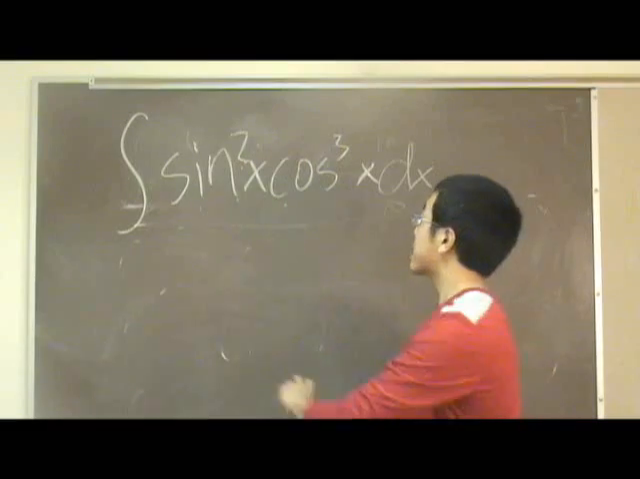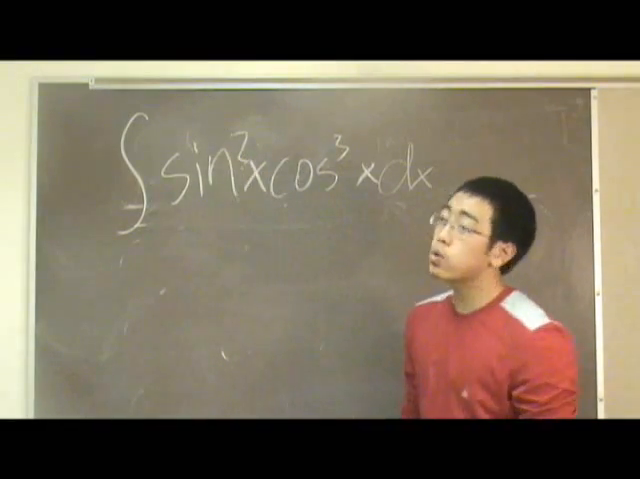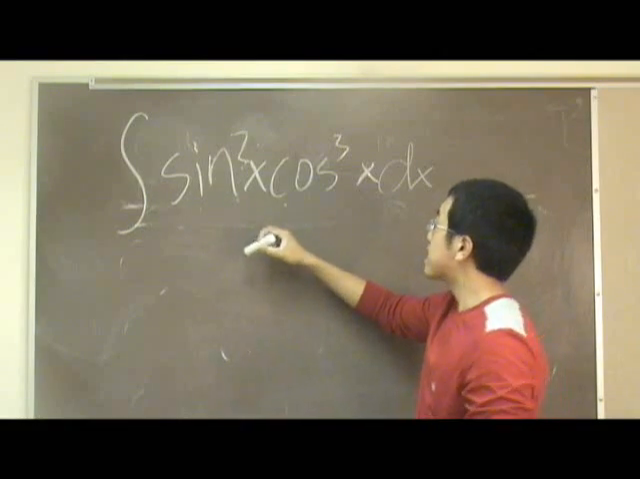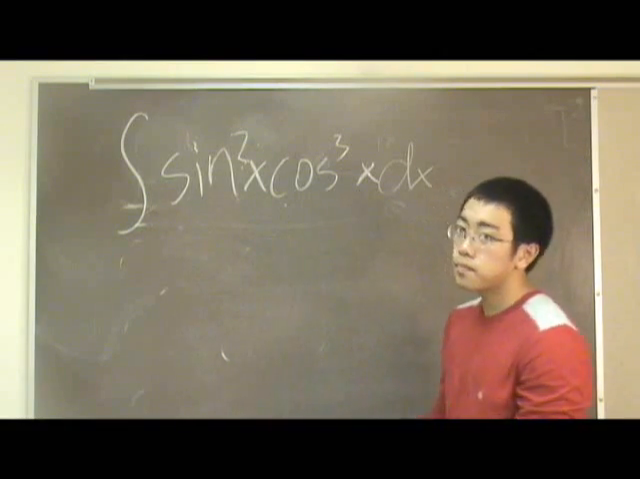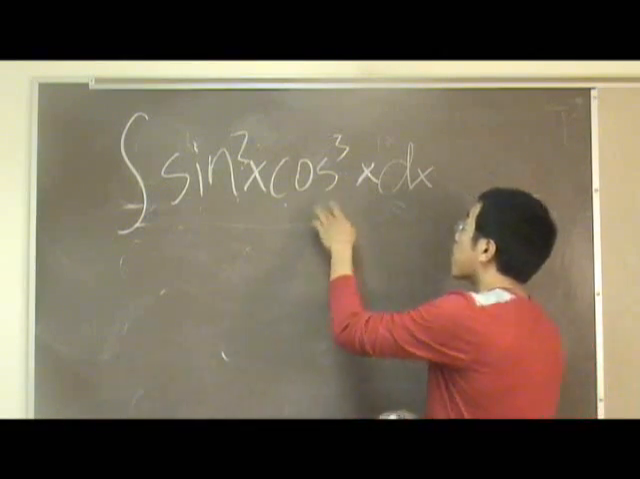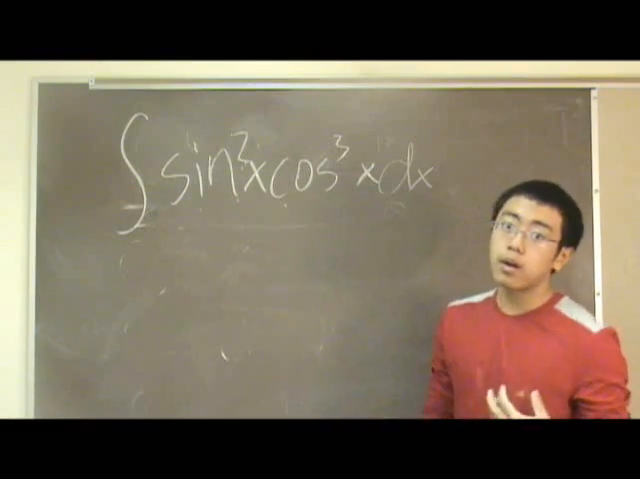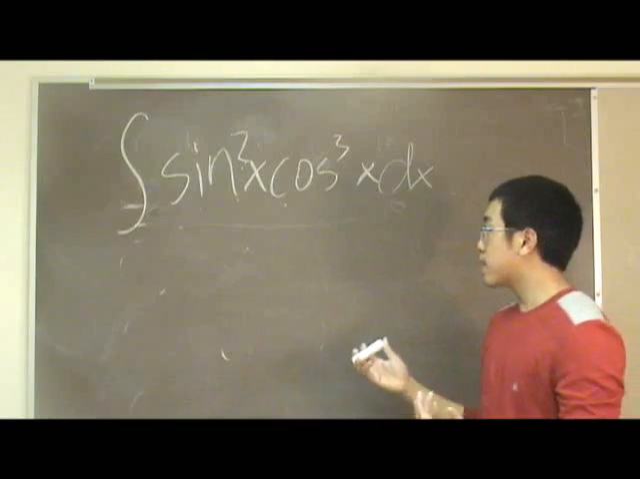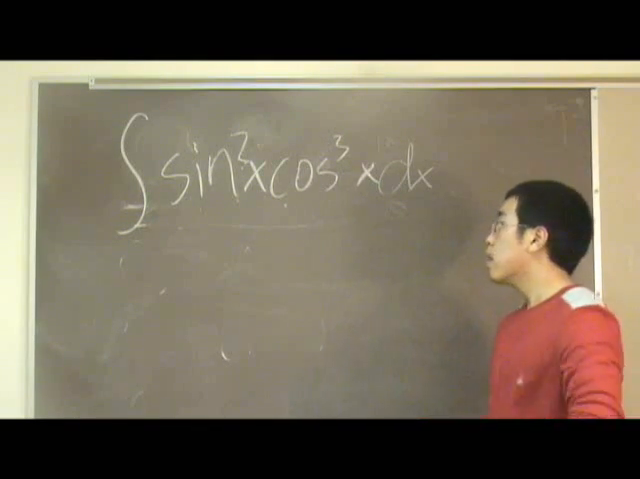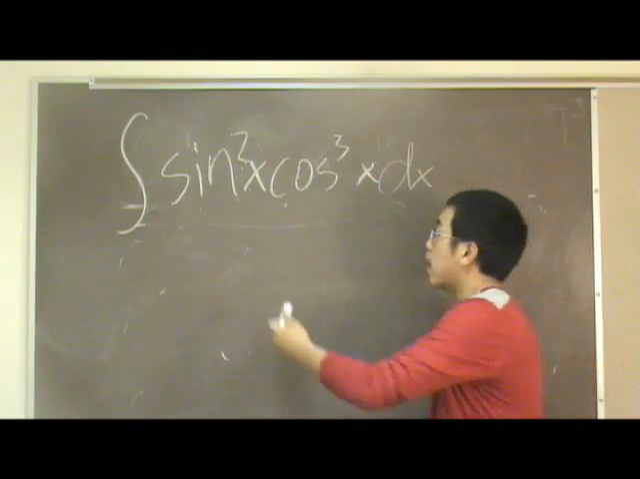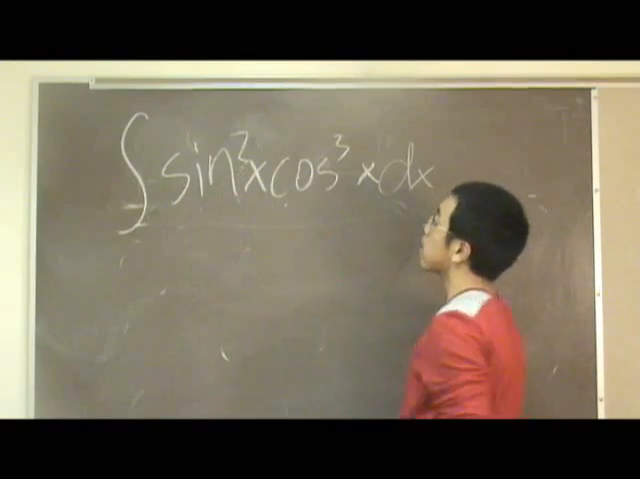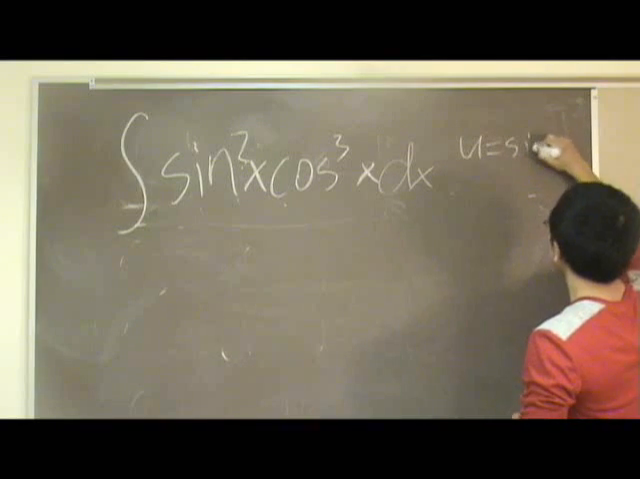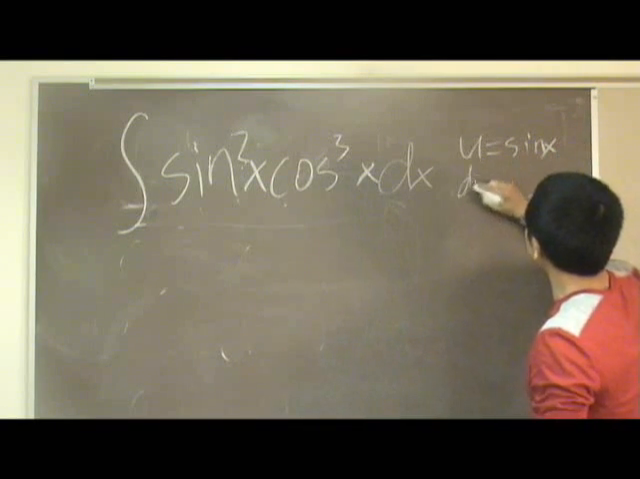If the power of the sine of x is even, then you use u substitution and set u as sine of x. If the power of cosine is even, then you set u as cosine of x, and du then becomes negative sine of x. Well, in our case, we have the power of sine of x as even, so essentially we're saying that u would equal sine of x, and du would then become cosine of x.